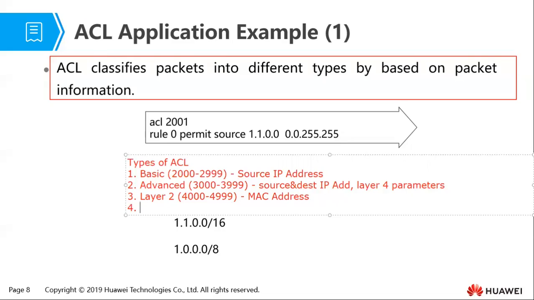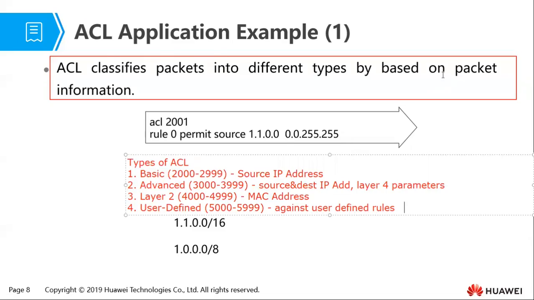Then we have the last one, the user-defined ACL. A user-defined ACL is created using an ID that has a value between 5000 to 5999. Now, a user-defined ACL matches packets against user-defined rules. So it can also use a combination of parameters, just like advanced ACLs.